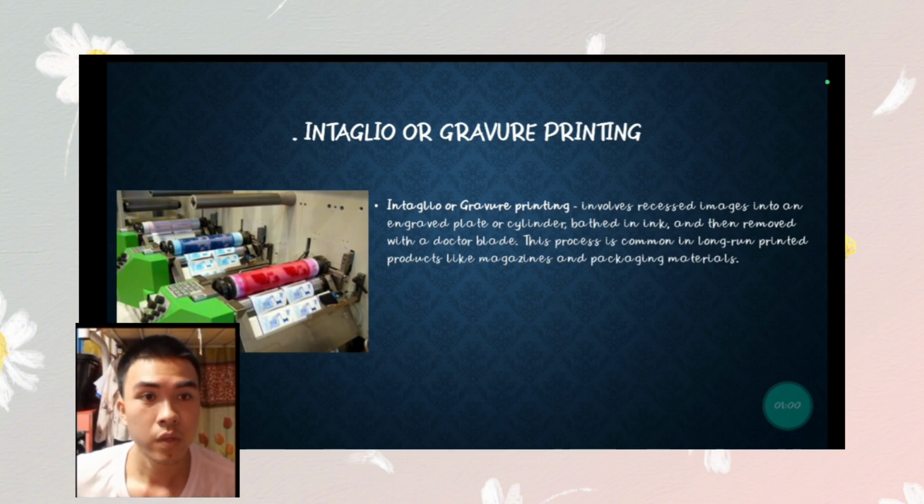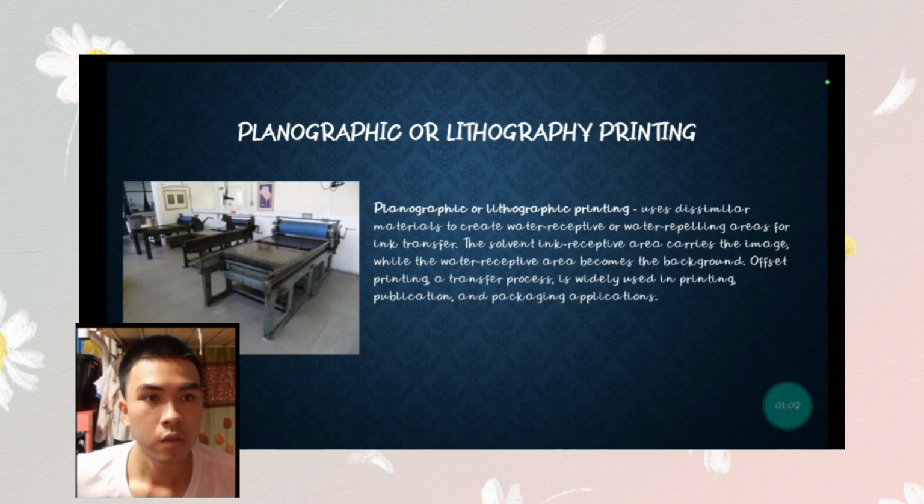Third is photographic or lithography printing. It uses similar materials to create water-receptive or water-repelling areas for ink transfer. The solvent ink-receptive areas carry the image while the water-receptive areas become the background. Offset printing, a transfer process, is widely used in printing, publication, and packaging applications.